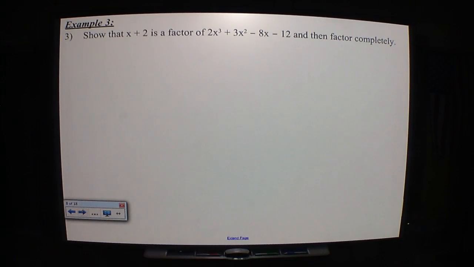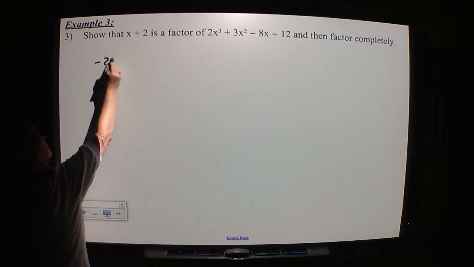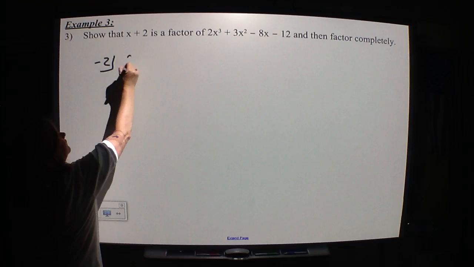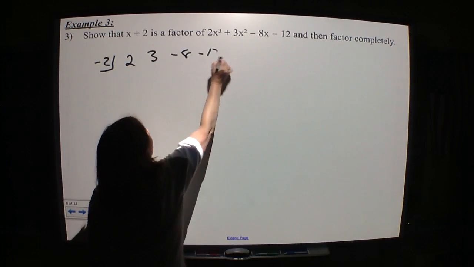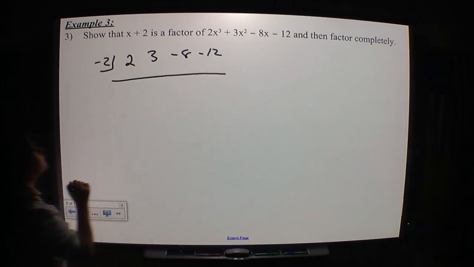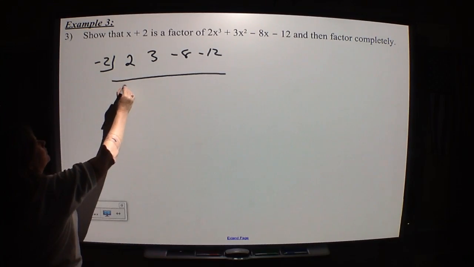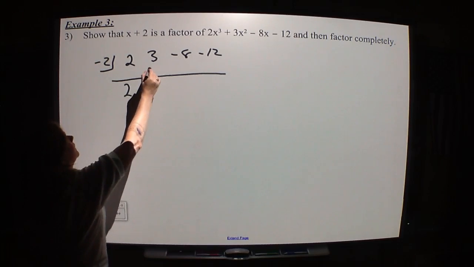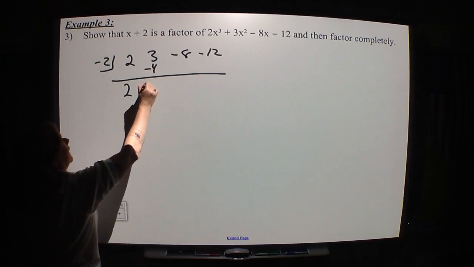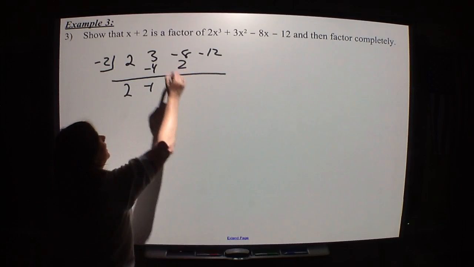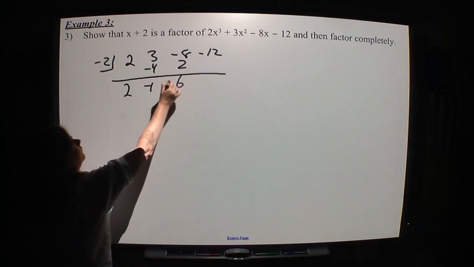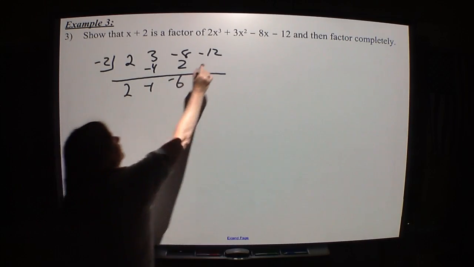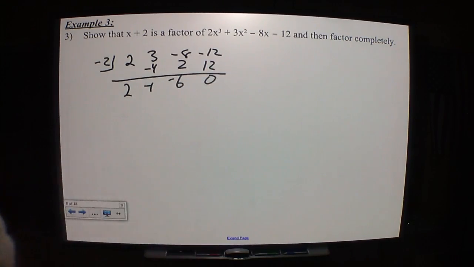Example 3. Show that x plus 2 is a factor, then factor completely. So I have a -2, I have a 2, I have a 3, I have a -8 and a -12. Bring down the 2. 2 times -2 is -4. Add. Multiply. Add. Whoops. Is that right? Nope. -6. Multiply. Add.